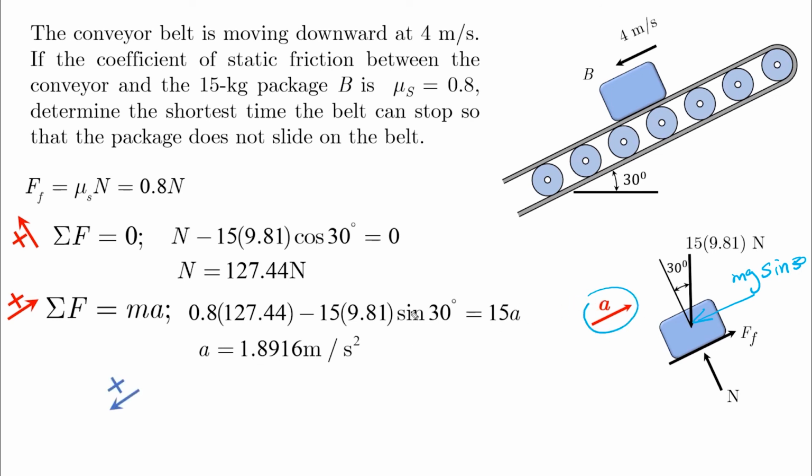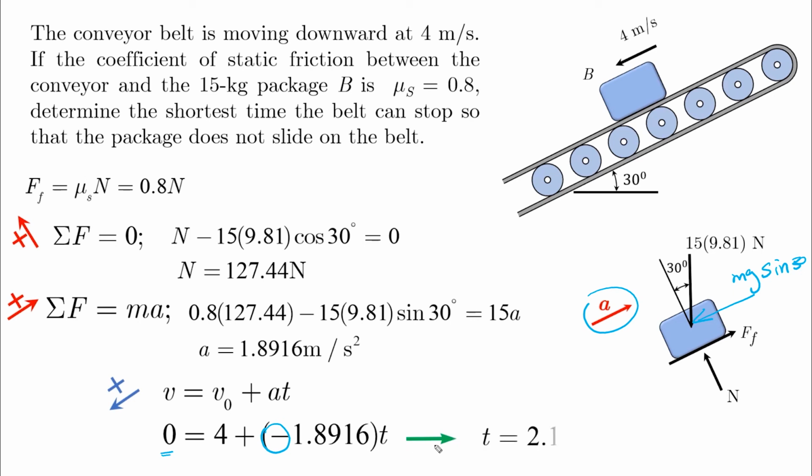And finally, we apply our constant acceleration equation. If we take positive down, the final velocity is 0, the initial velocity is 4, and my acceleration is minus 1.89, equals to the time, and the time now is 2.11 seconds.